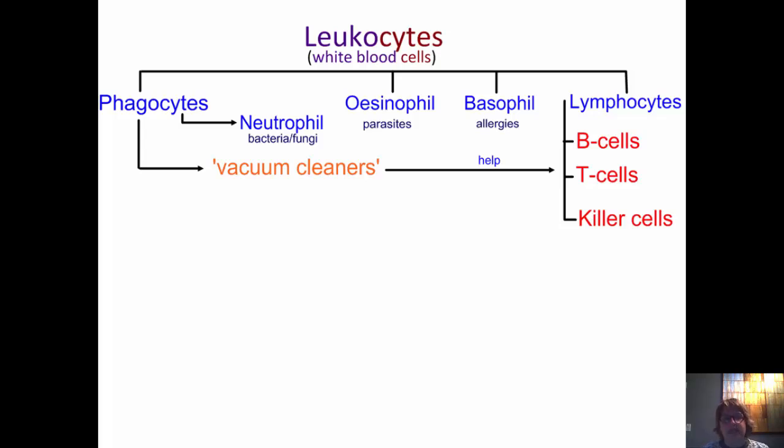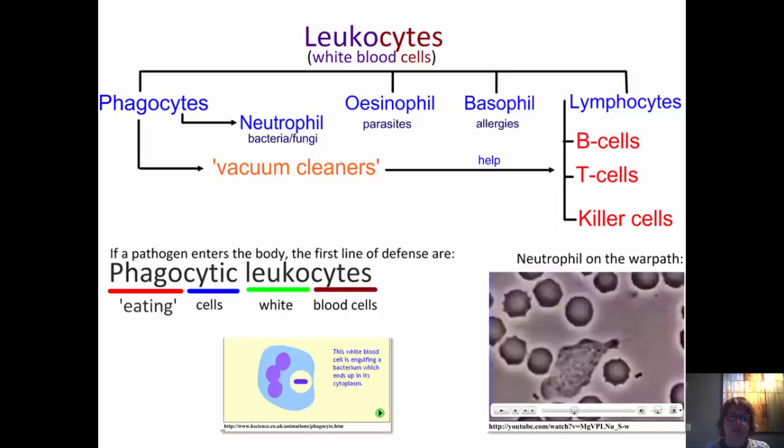But our phagocytes are vacuum cleaners, and they actually help and work with our lymphocytes. And lymphocytes include 3 different types of cells called B cells, T cells, and killer cells. So we'll get to those in a little bit. All right, so talking about the leukocytes and the phagocytes. If a pathogen enters the body, the first line of defense that we have is something called a phagocytic leukocyte, or phagocyte. So it's a particular type of leukocyte.